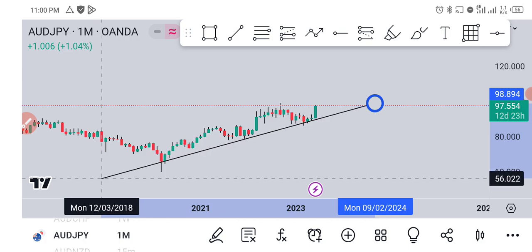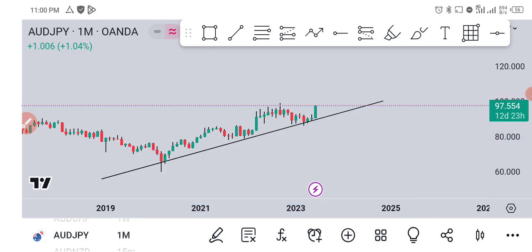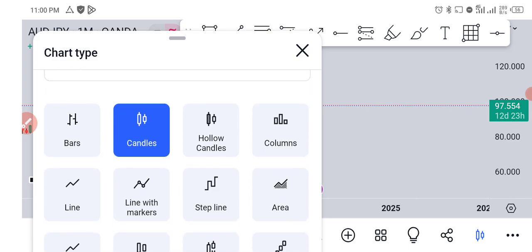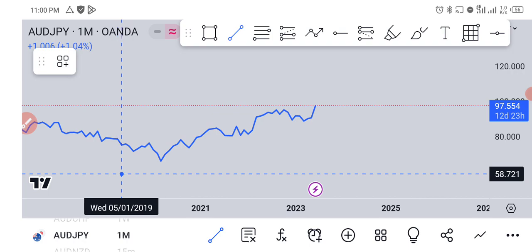I know some of you might be wondering about my uptrend, that it's not nice or something. So let me show you something. If you want to get the accurate trend line, switch your chart to line chart. So let me go to line chart and draw my trend line. Let's see what we have.